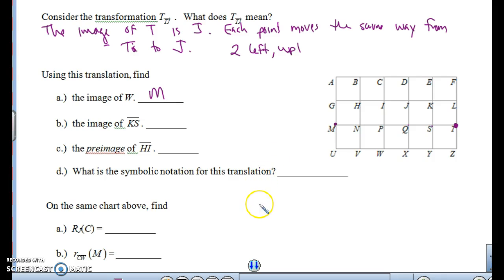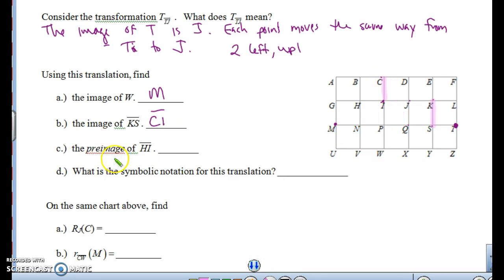Now, what is the image of KS? If you start with a segment, you should end with a segment. So do each individual point, and then that'll be your segment. All right, so if we take K, 2 to the left and 1 up, here's K, 1, 2, and up 1, I end up at C. And if I take S, 1, 2, and up 1, I end up at I. So that is a line segment. So KS becomes CI, 2 to the left, up 1, and that's my new segment.